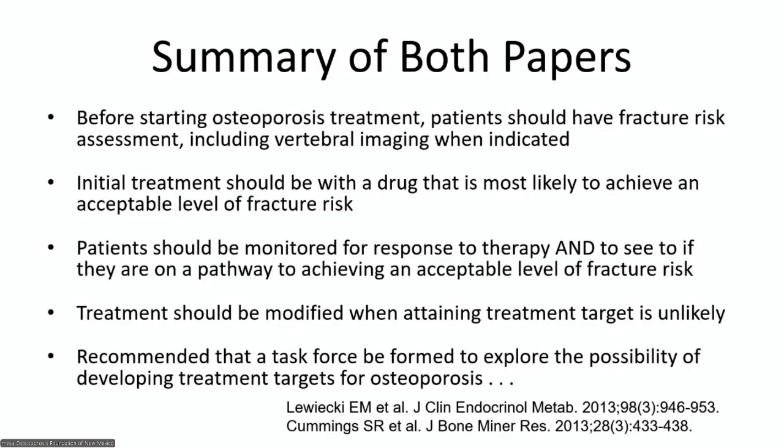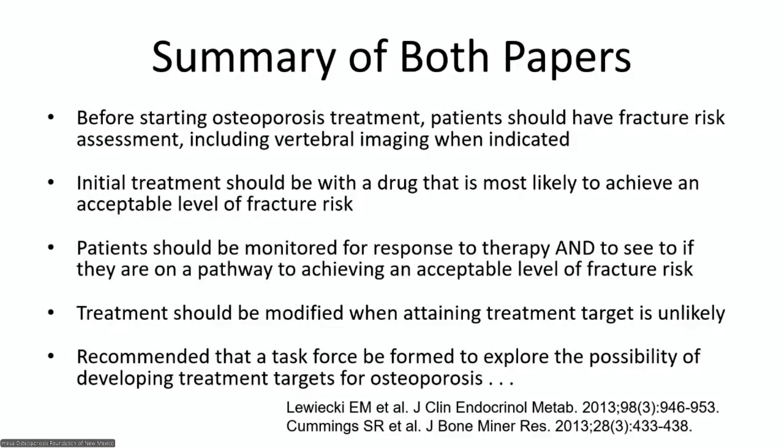So this is going beyond a reflex action of starting alendronate as soon as a diagnosis is made. They went on to say that initial treatment should be with a drug that's most likely to achieve an acceptable level of fracture risk, that patients should be monitored for response to therapy, which is all that we used to do, and also to see if they're on a pathway to achieving an acceptable level of fracture risk. It used to be that if a patient responded to therapy, we were happy. We patted the patient on the back and said, good work, keep on doing what you're doing.